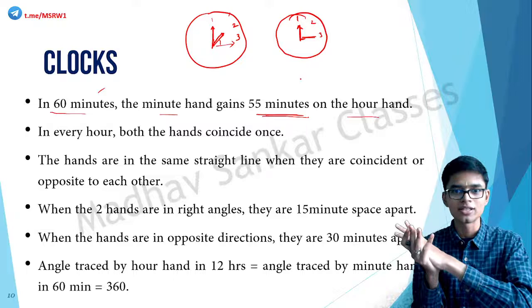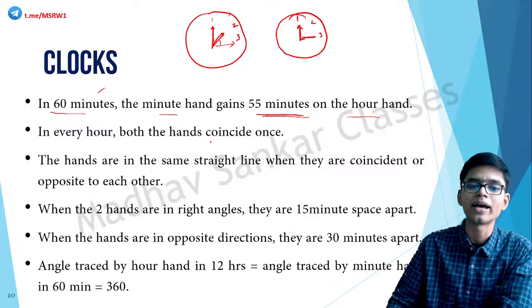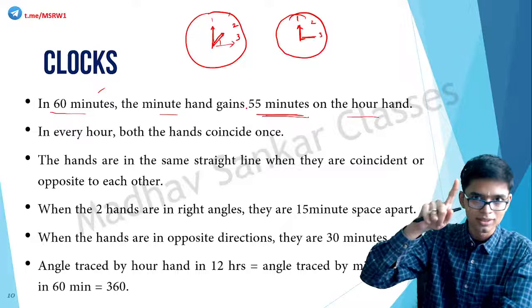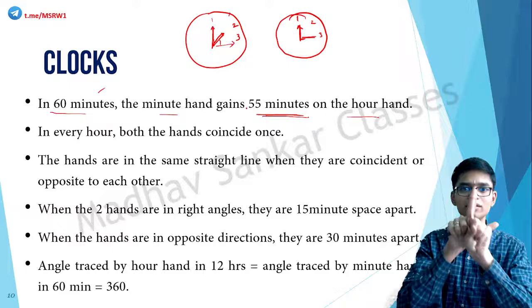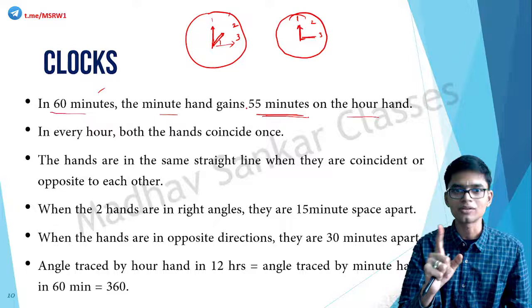Now, in every hour, both hands coincide once. Every hour, think about it, both of these hands of the clock will coincide with each other. Both the hour and minute hand will be coinciding together one time per hour. Obvious. I hope you know that.